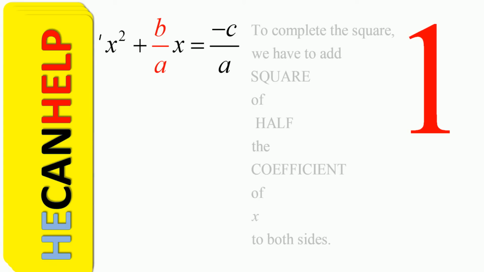The coefficient of x squared is 1. And what is the coefficient of x? B over a. If x squared plus b over a x equals negative c over a, then we can complete the square on the left by adding the square of half the coefficient of x. What is the coefficient of x? B over a. Half the coefficient of x is b over 2a. The square of that is b over 2a squared. So we have to add this to the left and to the right.